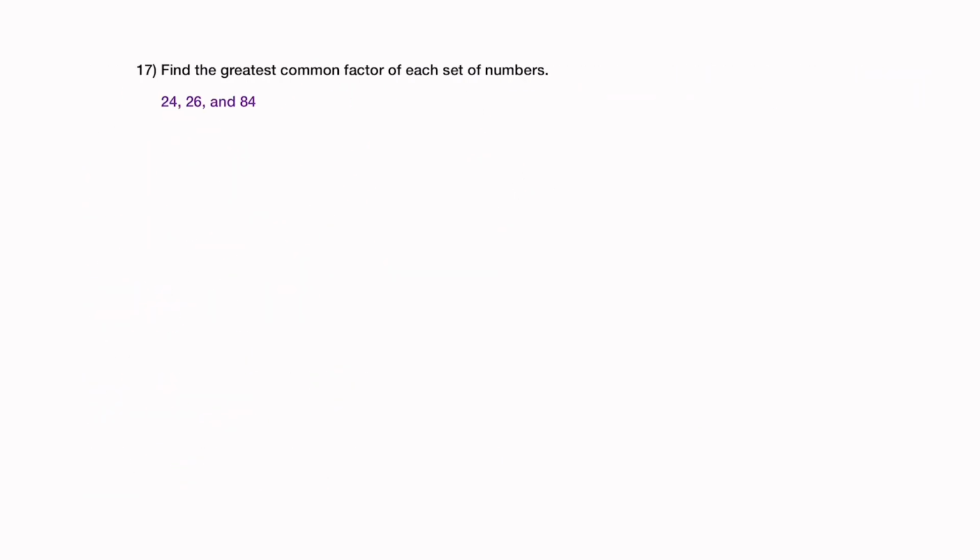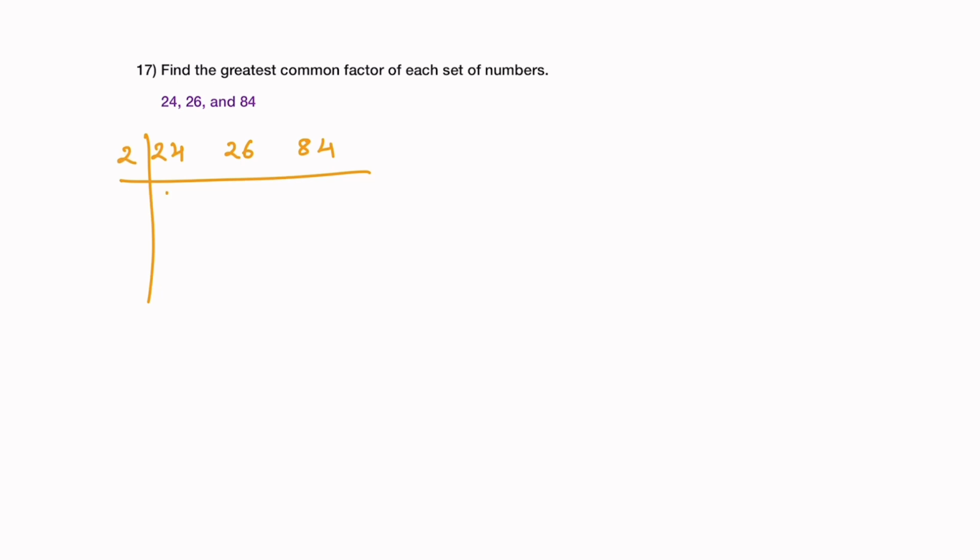Now we have greatest common factor as we did before. The only difference is now we have 3 numbers. Does that mean the process changes? No, it does not mean the process changes, okay? It remains the same process. So let's solve this. 24, 26, 84. Same method. Nothing is different. Let's go with 2.